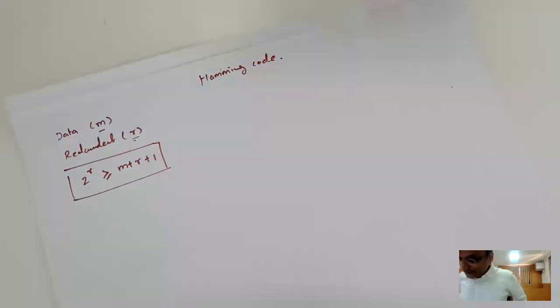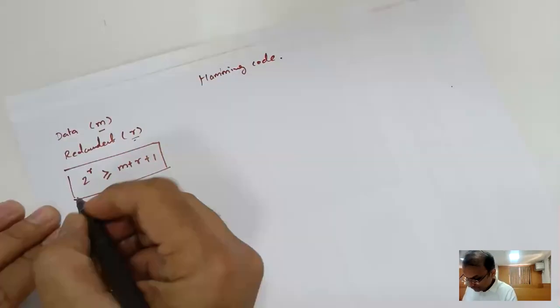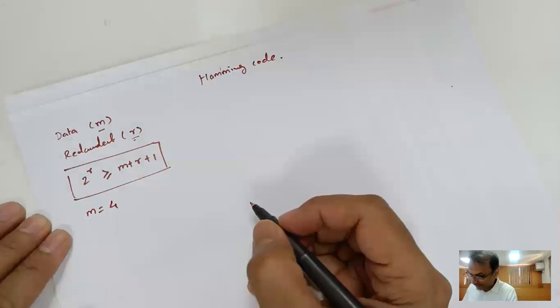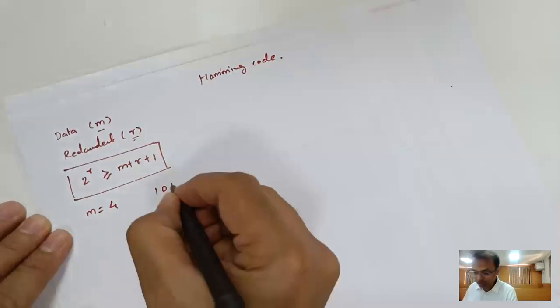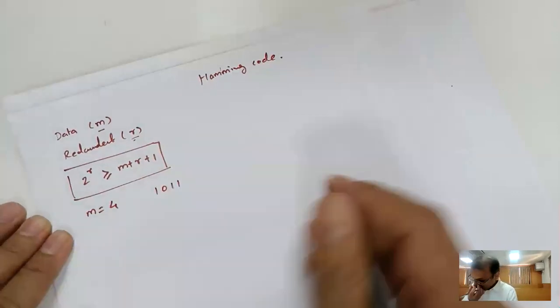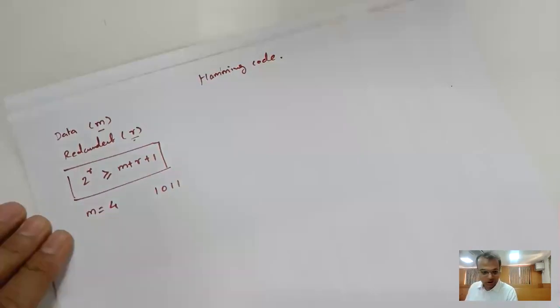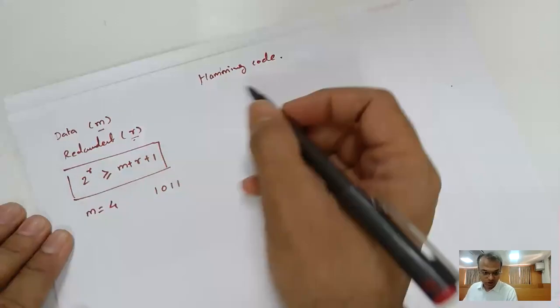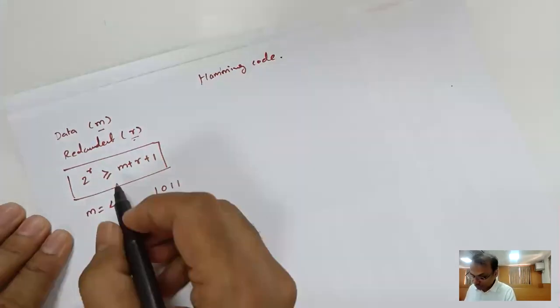Let us say we have 4 bits of data. Let's say the data is 1011. So what you have to do is find out the number of redundant bits for the Hamming code, and this is the formula that you have to use.